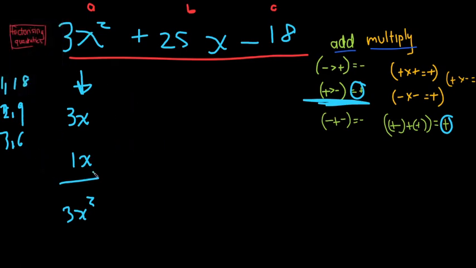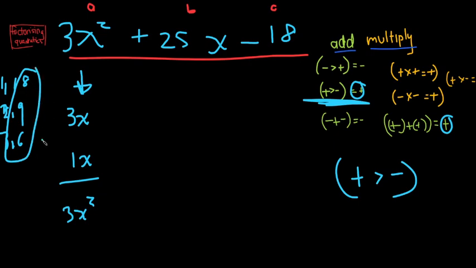Alright, so I feel like one of the bigger numbers has to be positive, because positive is greater than negative, right? So one of these, the 18, 9, or 6, has to be the positive number when you add them. So let's try this one, the factors 3 and 6. I don't know if this is right, I don't know if this is wrong, let's try it out. So let's put that there.